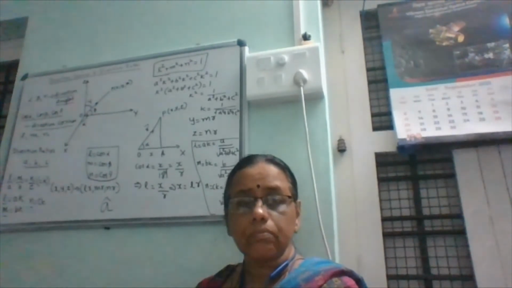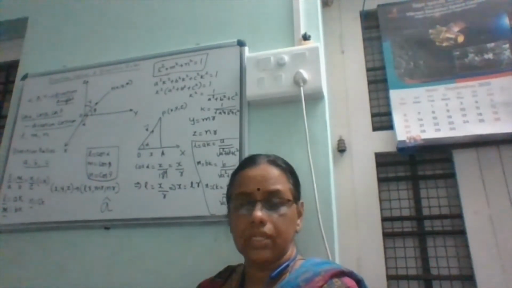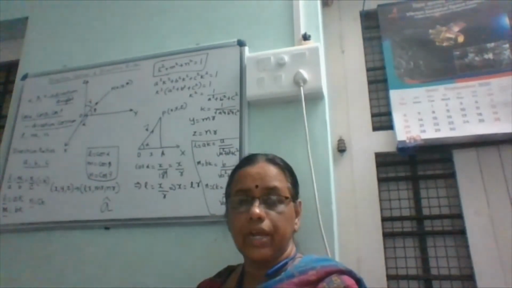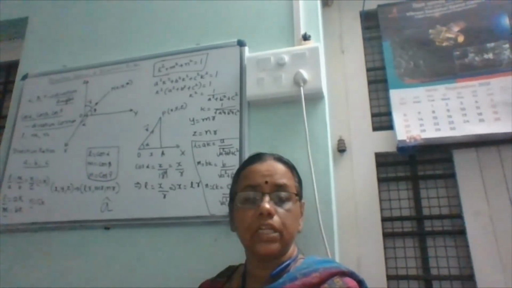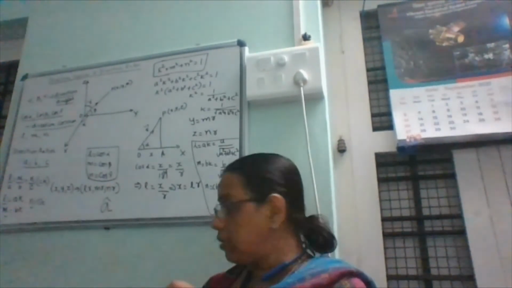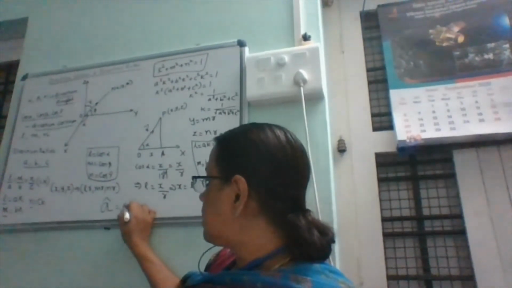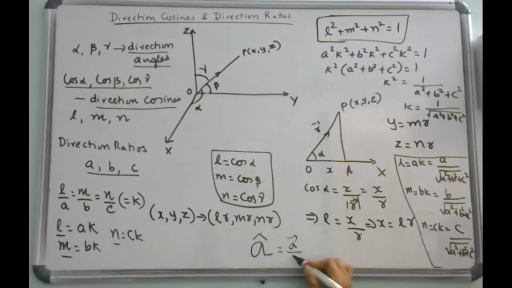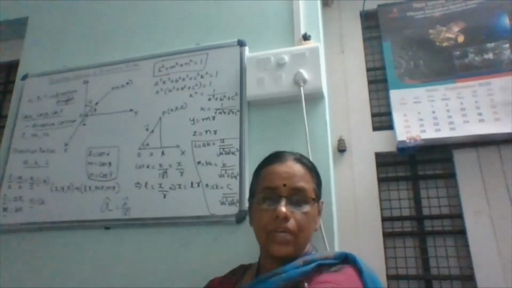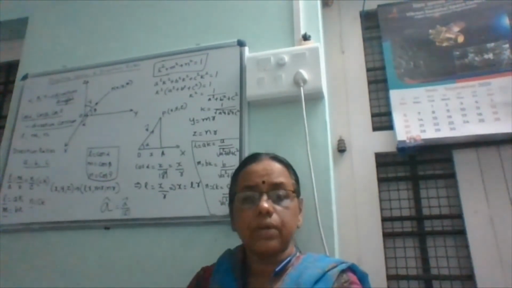Okay, and I don't know whether you have learned about finding this a cap. For any vector a, you can find the unit vector in terms of the vector. This is the formula you use for that: a cap is equal to vector a by modulus of vector a. That is one formula which you can use there. Okay, that you can remember.